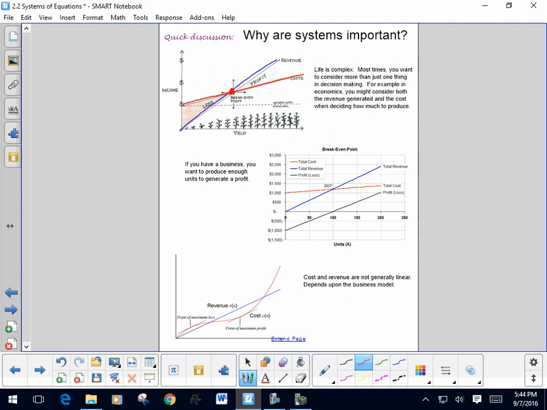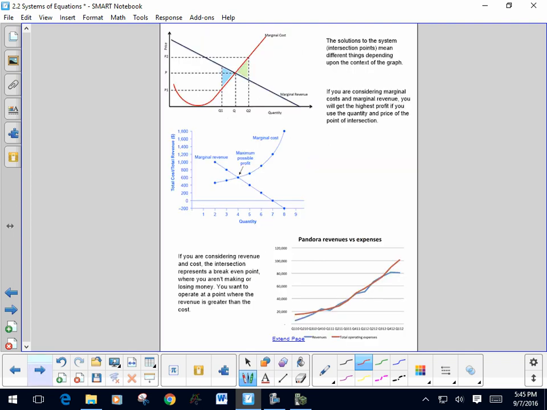This next graph also shows their break-even point. The total revenue is shown in blue, and the cost is shown in red. In economics, they talk about things like marginal cost and marginal revenue, which are a little bit different than profit and cost or revenue and cost. But again, they look for that intersection point when they're studying these models. And that point is where they get their maximum possible profit.